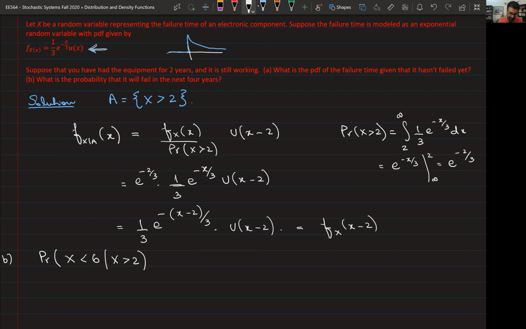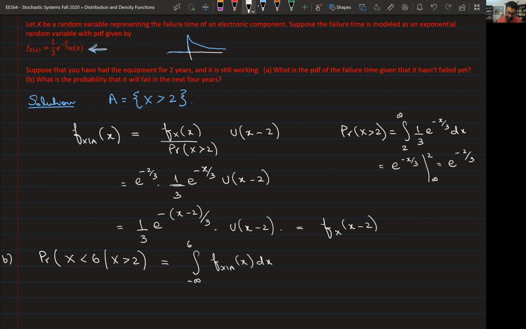Right. So then you just evaluate this probability. What is this probability? This is simply equal to the integral of f(x) given a of x dx, right? From where to where? You could say that this is from minus infinity to 6, because the probability that capital X is less than 6 is the integral from minus infinity all the way up to 6. It's just that the PDF is only non-zero from 2 onwards.